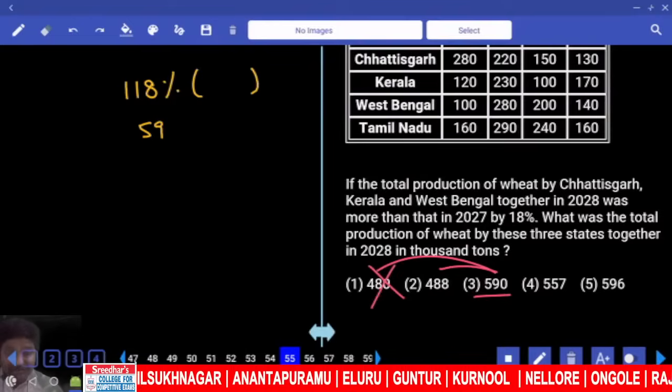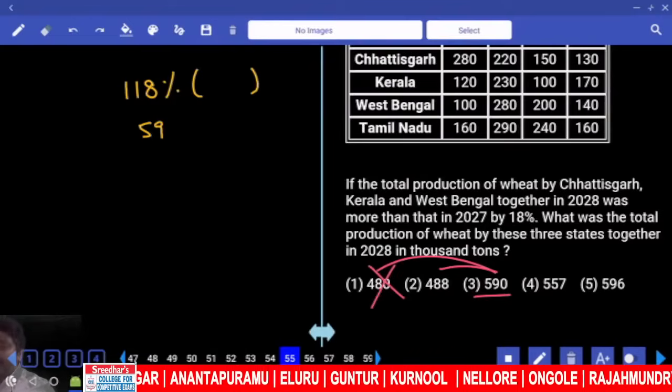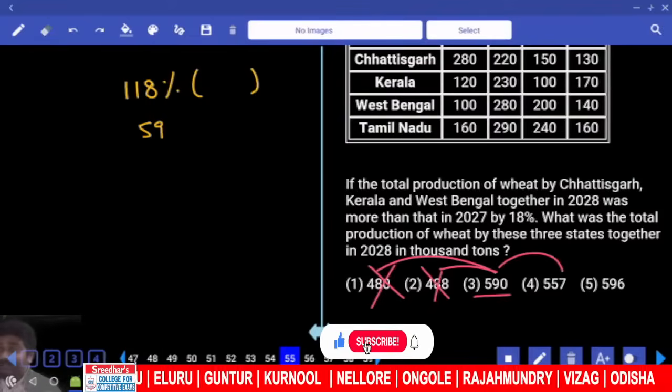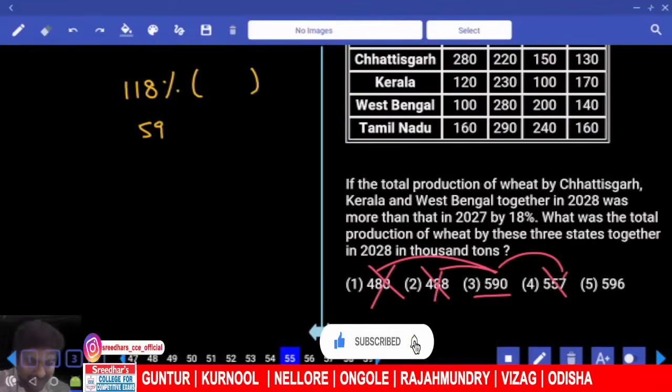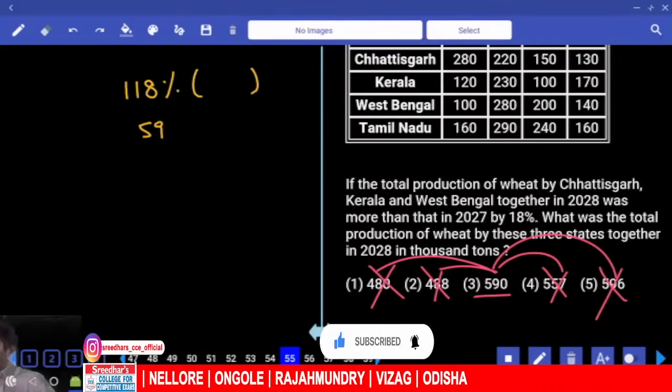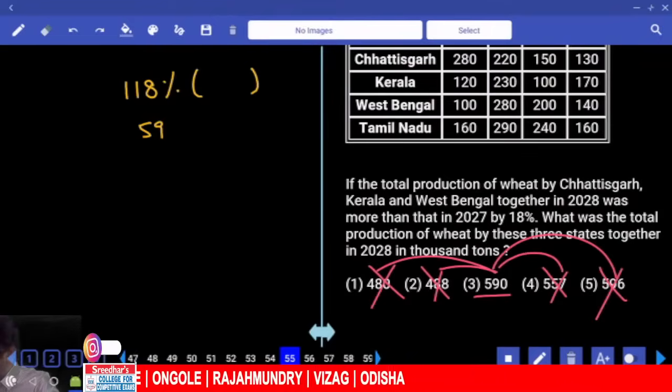Eliminate. Difference here is 102. Is 102 a 59 multiple? Eliminate. Difference is 33. Eliminate. Difference is 6. Eliminate. There is only one 59 multiple, so directly that can be your answer.